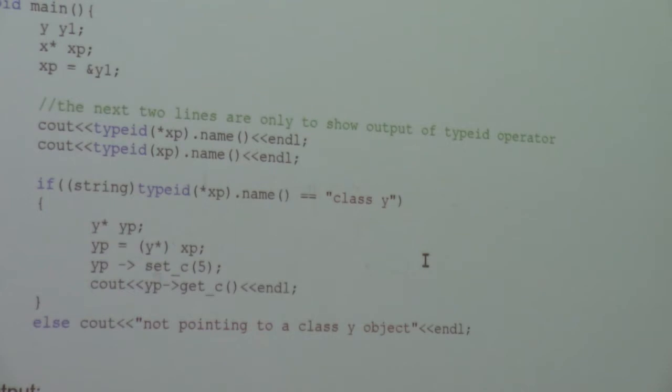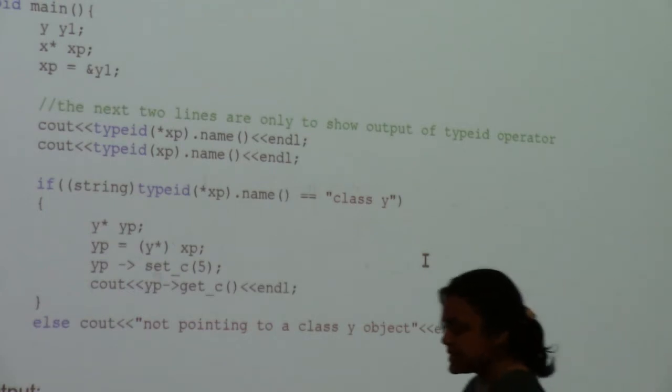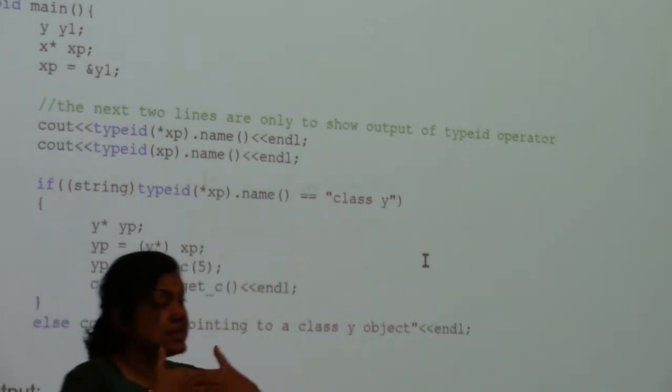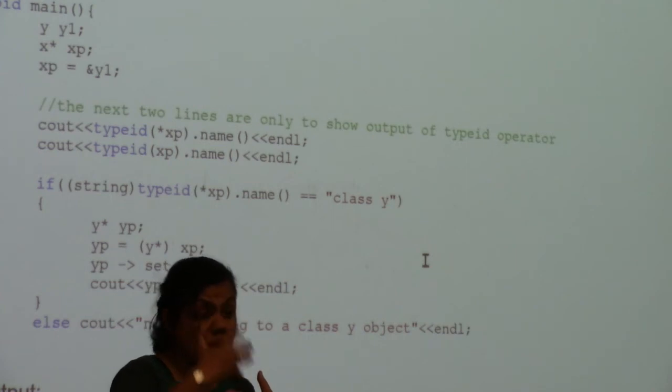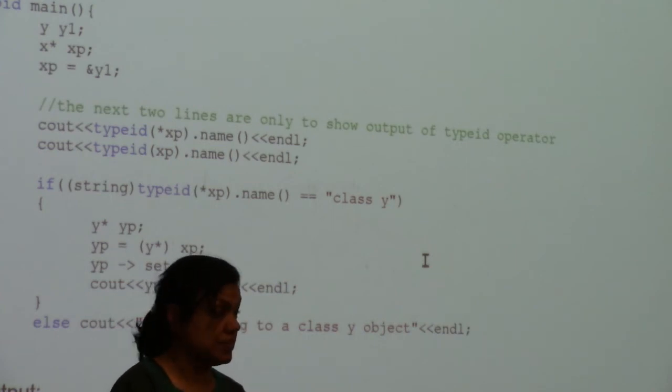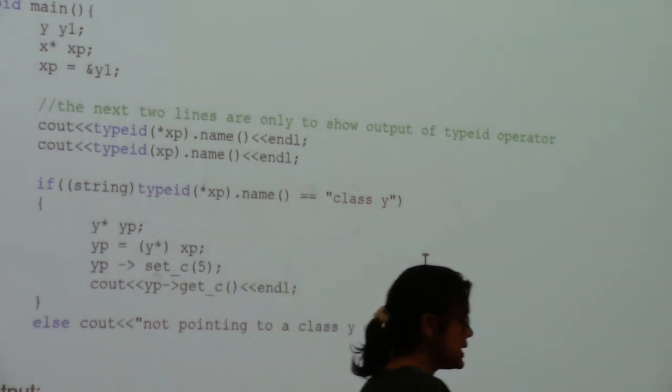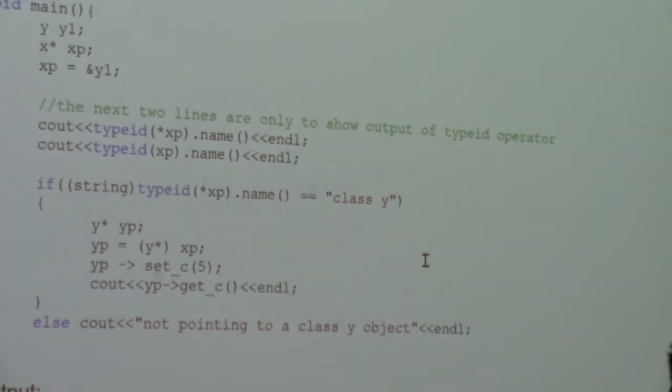Okay? So now in runtime type identification, as it is self-explanatory, it is saying, how do I find the type of an object at runtime? Okay? So now the path I am going to take is, I am going to check what is the type of the object pointed to by this pointer.